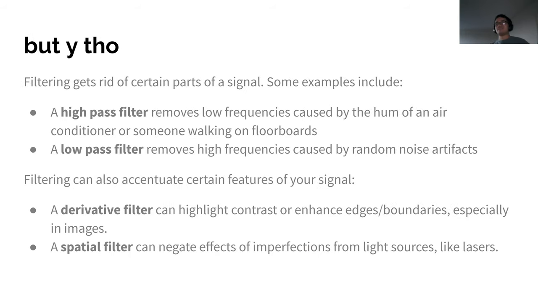So there are some reasons why you want to get different parts of signals removed. So you could have a high pass filter, which, as the name implies, lets the higher frequencies pass through and removes lower frequencies like the hum of an air conditioner or the basic noise of someone walking on a floorboard. Or you could have a low pass filter, which removes higher frequencies, and higher frequencies tend to be kind of random jittery noise that you don't want to care about, perhaps in speech processing. And then there are other types of filtering, such as a derivative filter, which typically is used for enhancing edges and boundaries, especially in images, and spatial filtering.